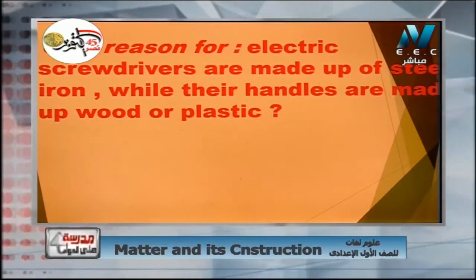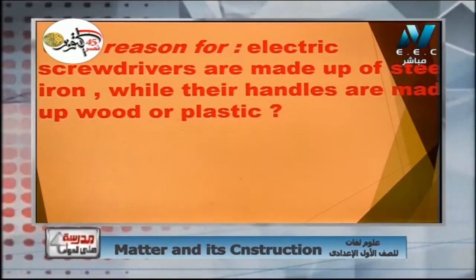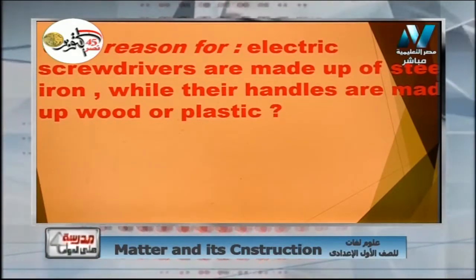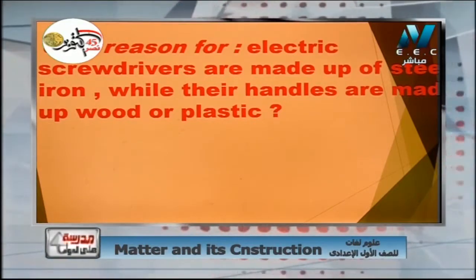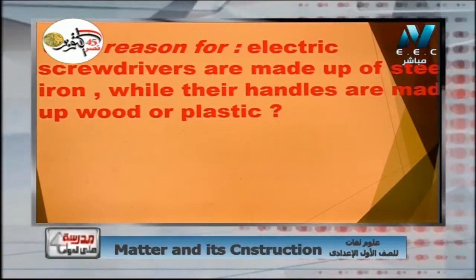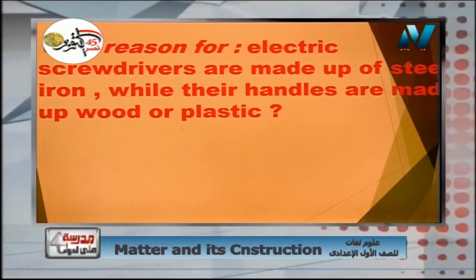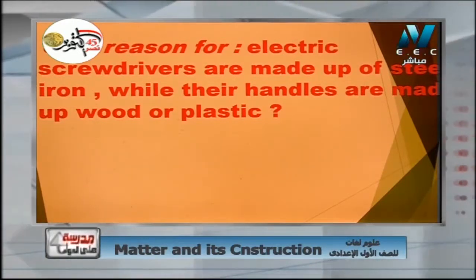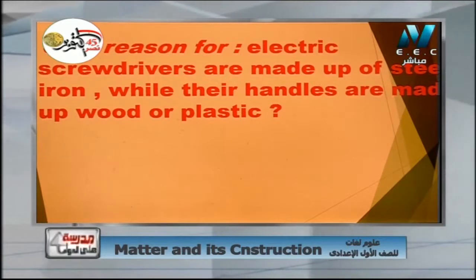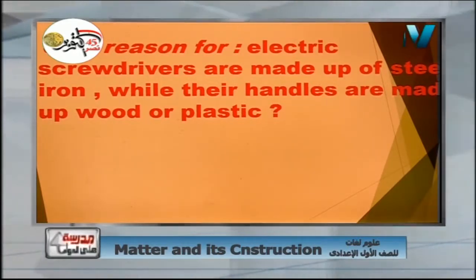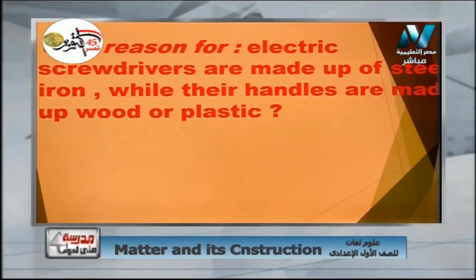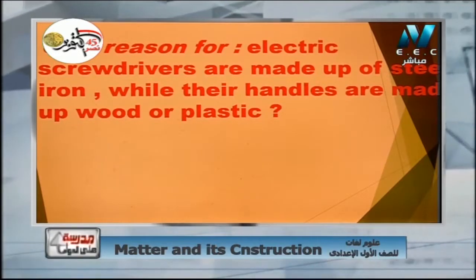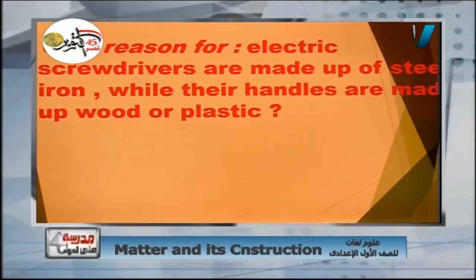Okay, give reason for electric screwdrivers. Electric screwdrivers are made up of steel iron, while their handles are made up of wood or plastic. The previous question about the screwdriver was why screwdrivers are made of steel iron only: because it's very hard. But now the question is why it is made of steel iron while its handle is made up of wood or plastic. Here there is a comparison.